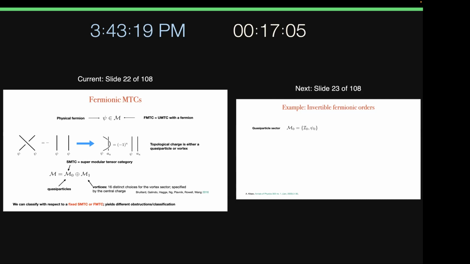Yeah. So if I have a UMTC of a fermion, I'm guaranteed to have an equal number of quasi-particles and vortices. You're not necessarily guaranteed an equal number, but they will have the same total dimension. So the sum of quantum dimensions squared in the quasi-particle sector is equal to the sum of quantum dimensions squared in the vortex sector. And we'll see an example of this in a moment. Any other questions? This 16 probably corresponds to stacking P plus IP. Exactly that. Any other questions?